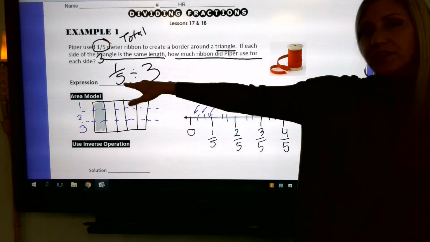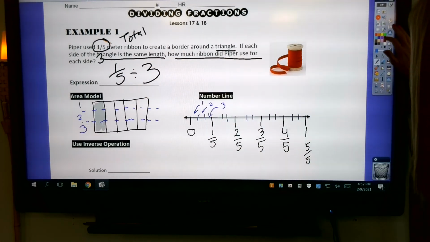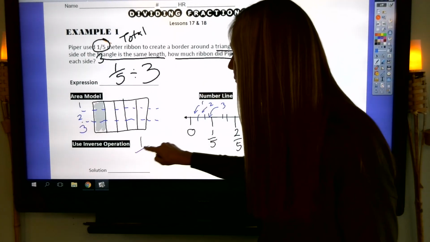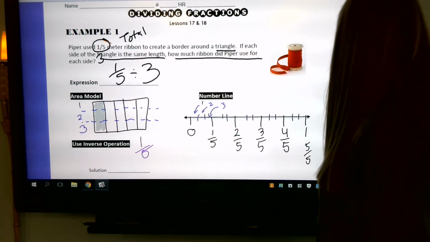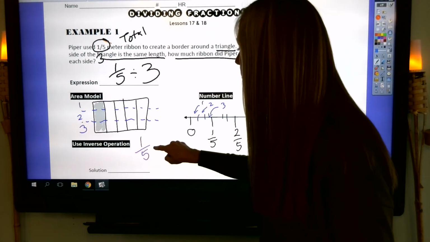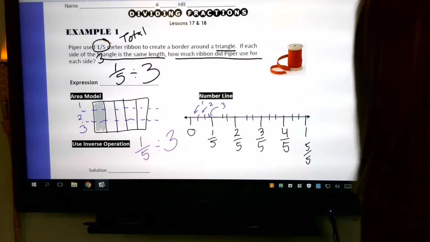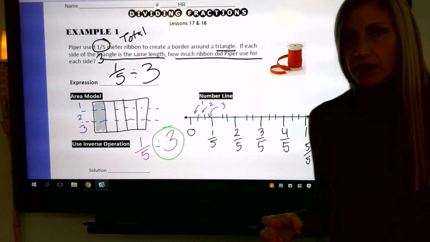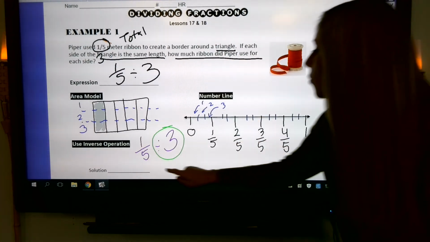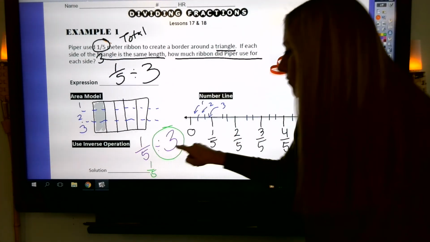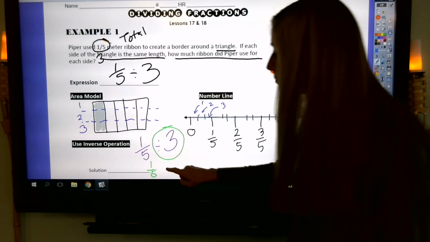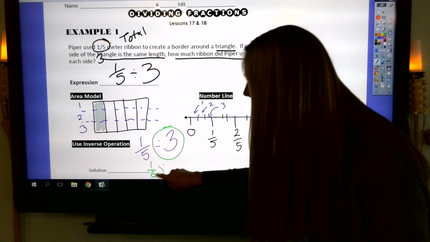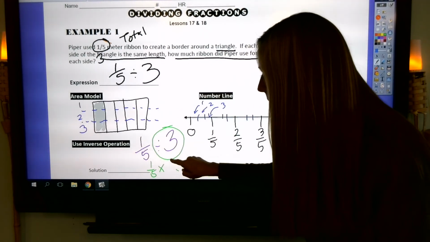So if we have 1/5 divided by 3, what we can do is use what we've learned about inverse and take our 1/5 and divide it by 3 by thinking about the inverse of that divided by 3. So we know that 1/5 would stay, and the inverse of dividing by 3 is multiplying by the fraction. So the inverse of the division and the inverse of the number.